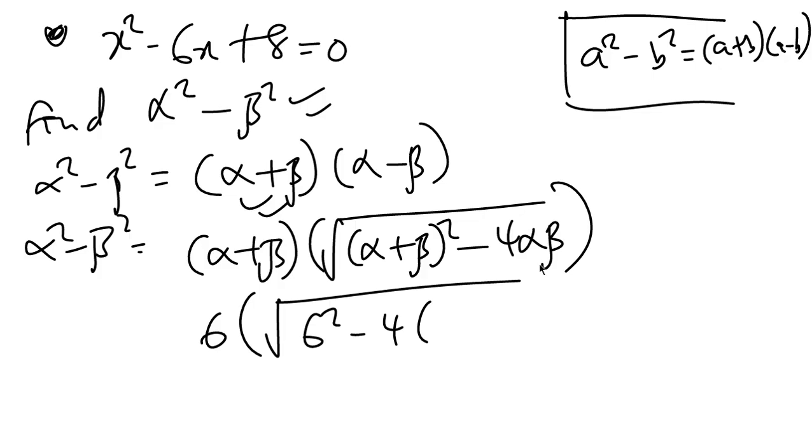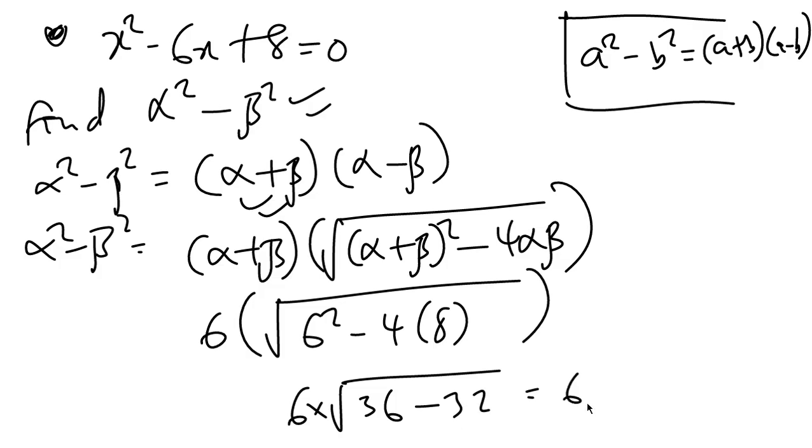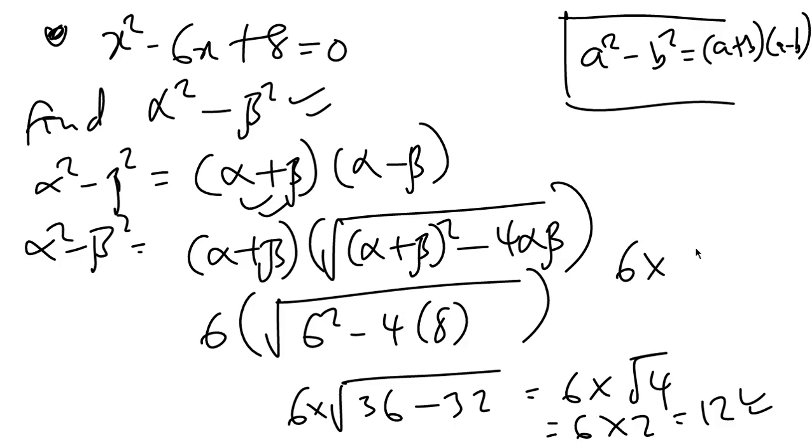alpha beta. What's alpha beta? Alpha beta is 8, right? So that's 6 times the square root of 36 minus 32, right? So that's 6 times the square root of 4. That'll be 6 times 2, which is 12, right? Or you could say this is the absolute answer, but you know that the square root of 4 can be plus or minus 2, right? So that's plus or minus 12.